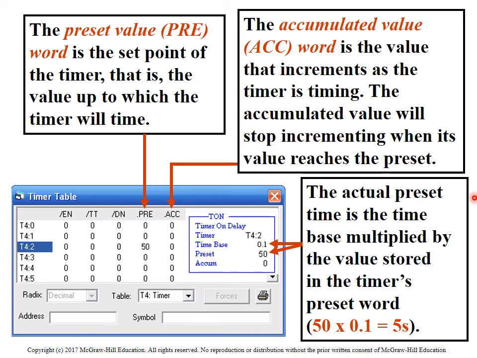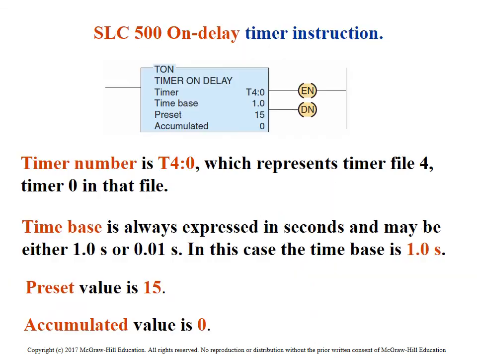This is what it looks like in the logic. You see a couple of pieces here: the timer address, the timer base, which again we're not going to see in the 5000, the preset, and the accumulated value. The preset word is a 32-bit word for us in the 5000 version. It's a 16 here. And the accumulated value is a 32-bit word, giving us a lot more range.